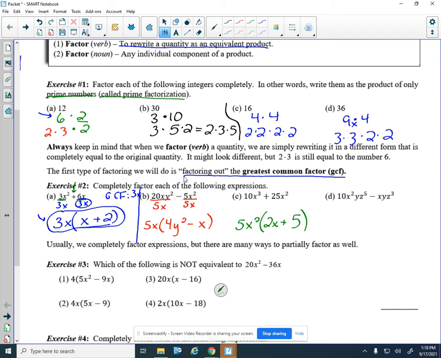So I showed that without dividing, but if you need to, you can write in that division each time so you can see what's going on.